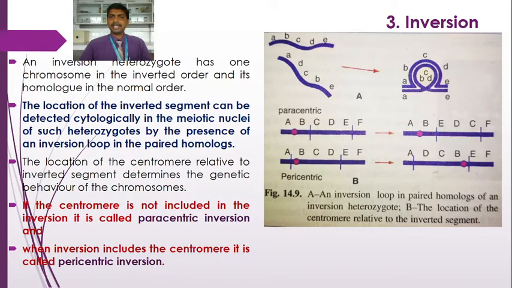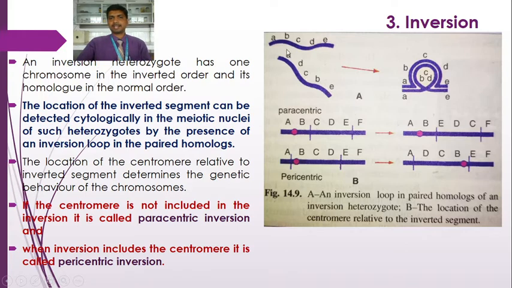Now an inversion heterozygote has one chromosome in the inverted order and its homolog in the normal order. When such an inversion occurs in only one chromosome of a homologous pair, it is called an inversion heterozygote. So in only one homologous chromosome this inversion has happened.